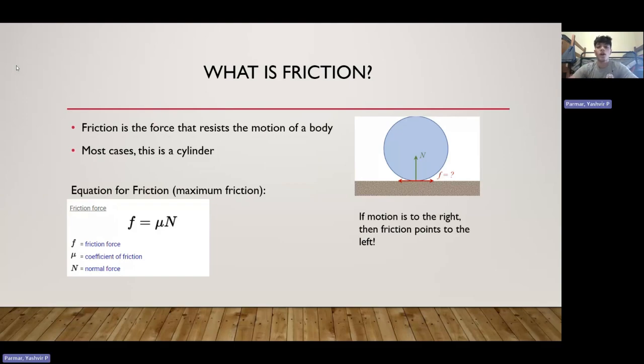So the first question being, what is friction? Friction is the force that resists the motion of a body. And in most cases we're dealing with today, this is a cylinder, for the sake of moment of inertia being the same throughout all the problems we look at.